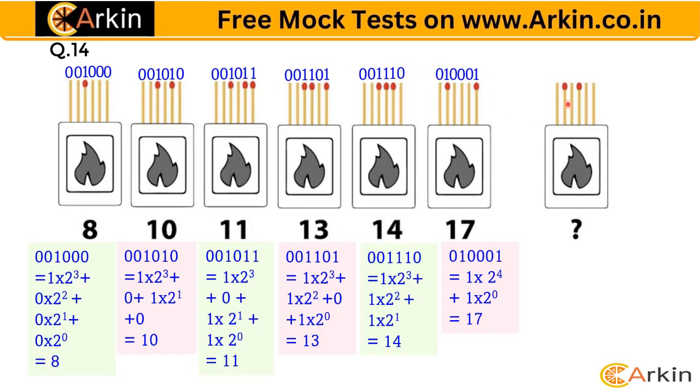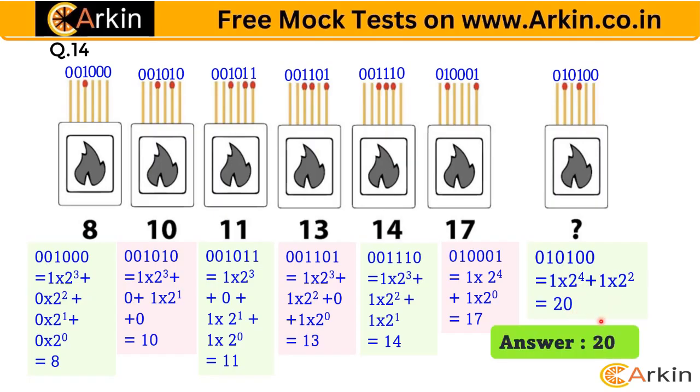So let us try to find out for this also. Let's first write it in binary number system, it will be 0, 1, 0, 1, 0, 0. And if I try to solve it, this 0 will be 0 only, this 0 will be 0 only, this one I will multiply by 1 into 2 to the power 2, this will be again 0 and this will be 1 into 2 to the power 4. This will come as 20. So the correct answer for this question will be 20.